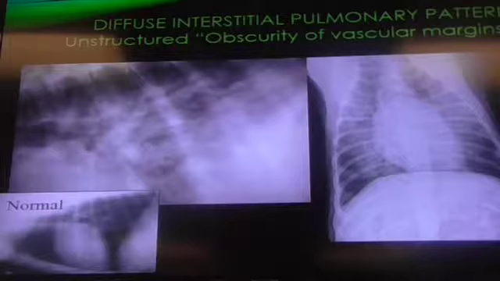So, the thing is, don't get too stuck on what pattern it is. The goal is, what am I going to do with the patient, right? So this just gives you a clue. Like, most likely the disease is in the interstitium versus airways.